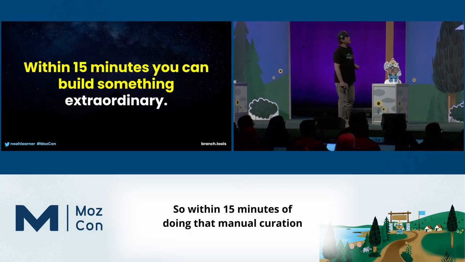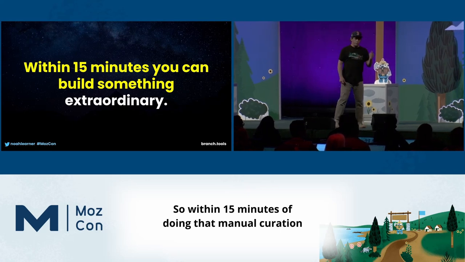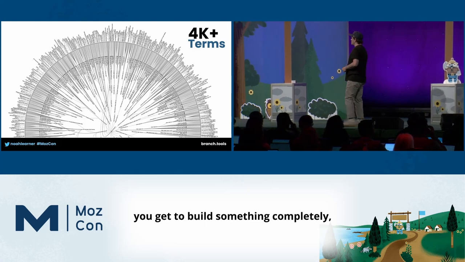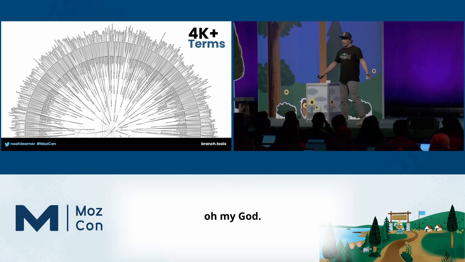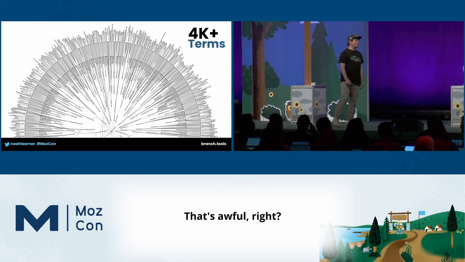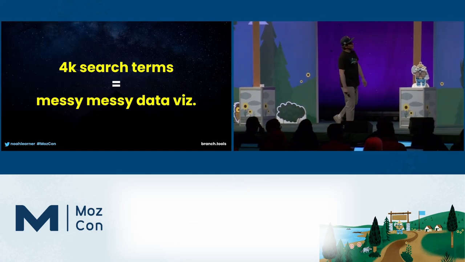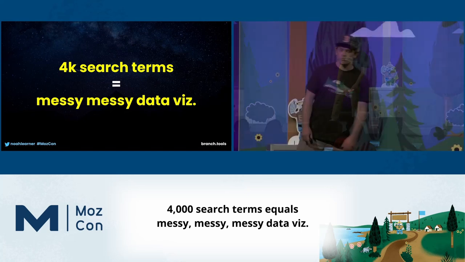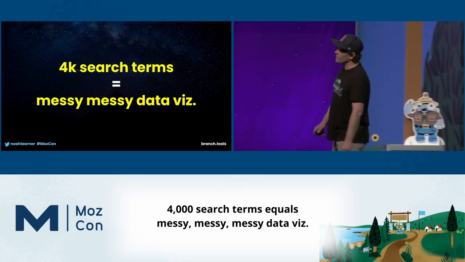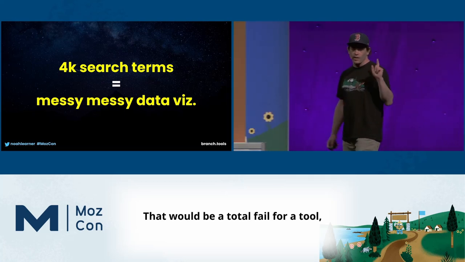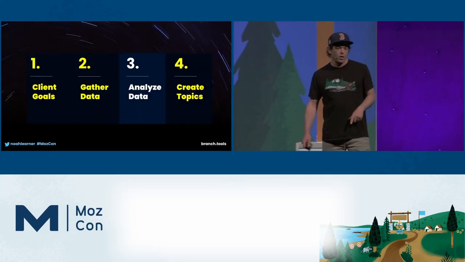So within 15 minutes of doing that manual curation and running the cycle a whole bunch of times, you get to build something completely, oh my God. That's awful, right? Pump your brakes. 4,000 search terms equals messy, messy, messy data viz. I could never do analysis that way. That would totally bum me out. That would be a total fail for a tool.